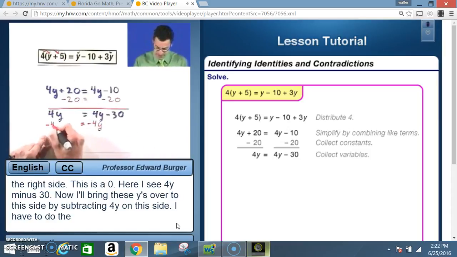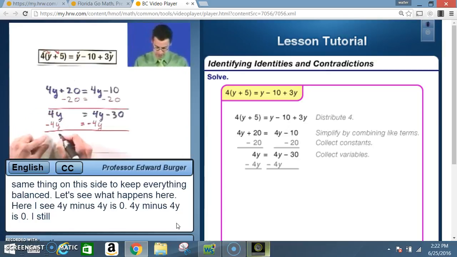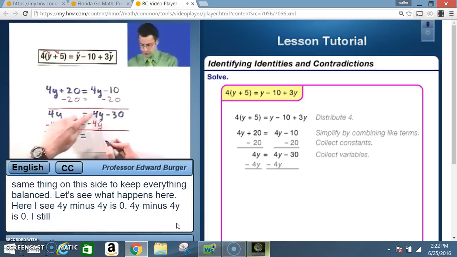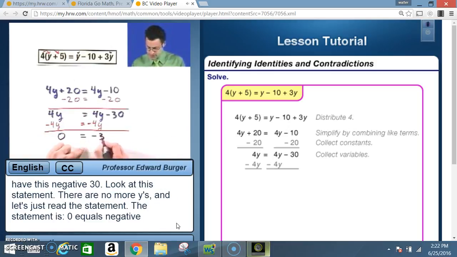And I have to do the same thing on this side to keep everything balanced. Let's see what happens here. Well, here I see 4y minus 4y, that's 0. 4y minus 4y, that's 0. And I still have this negative 30.